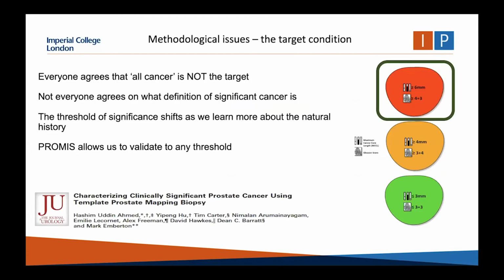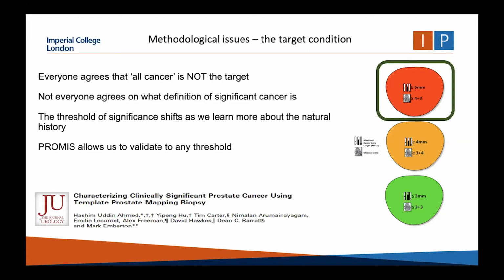Not everybody agreed what the level of cancer should be for the target definition. We all agreed it shouldn't be every single bit of cancer, because 30 to 40% of the male population above the age of 50 had a little bit of cancer, so you couldn't use that as your target. But there was no acceptance around the actual threshold of significance. And in fact, the threshold of significance has been shifting almost every 5 or 6 years as we learn more about the natural history.